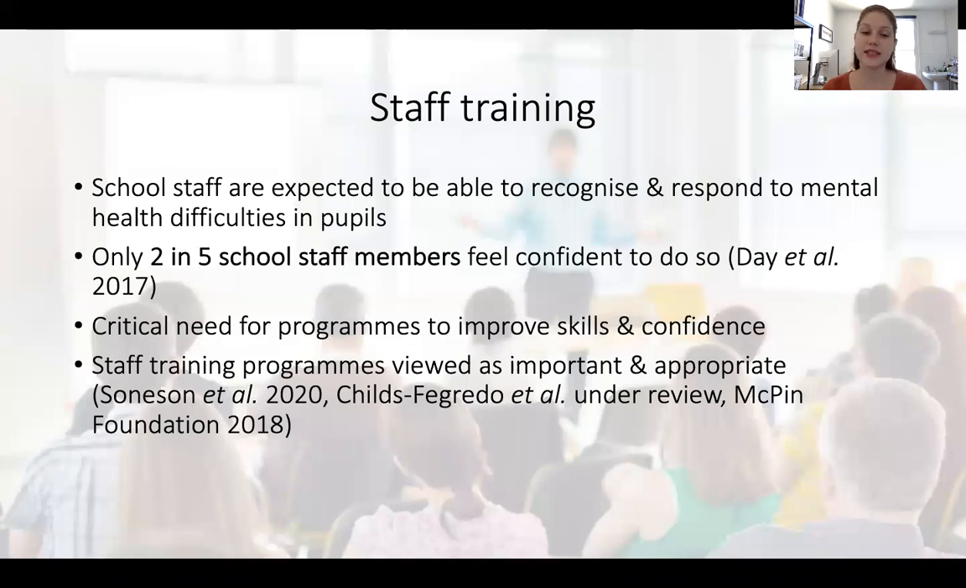And so one of the main ways of identifying mental health difficulties in primary schools is through staff training. And we know that increasingly school staff are expected to both identify and respond to mental health difficulties in their pupils. But we know from national surveys as well as qualitative interviews that actually very few school staff members feel confident in this role. And so that means that there's a critical need for programs that can improve mental health skills and competence for school staff. And we know also that staff training programs in terms of identification are viewed as both important and appropriate, meaning that they could be quite an acceptable way of improving identification within the UK.